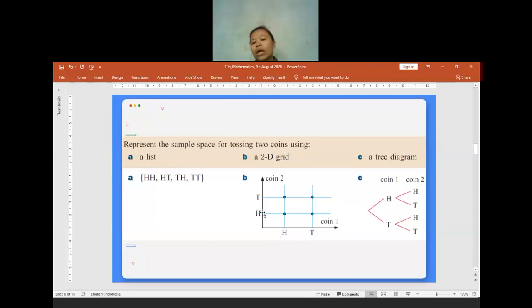We just connect it. Every dot in here is representing, maybe this one, it means the first one I get head, the second one I get head. For this one, it means the first one I get tail, the second coin I get head. In here, it means the first coin I get head, the second coin I get tail. If this one, it means the first one I get tail, the last one I also get tail.